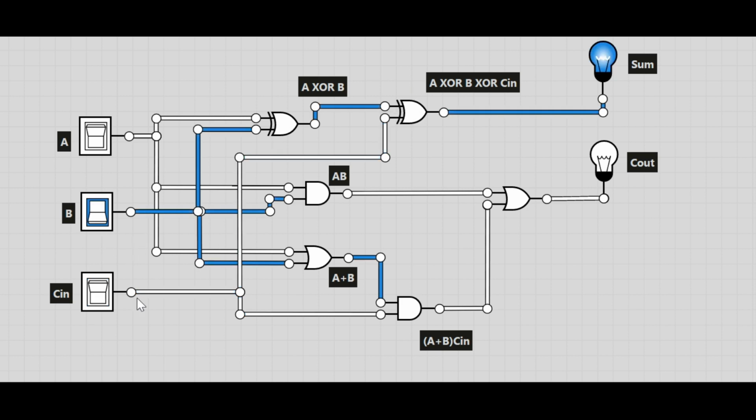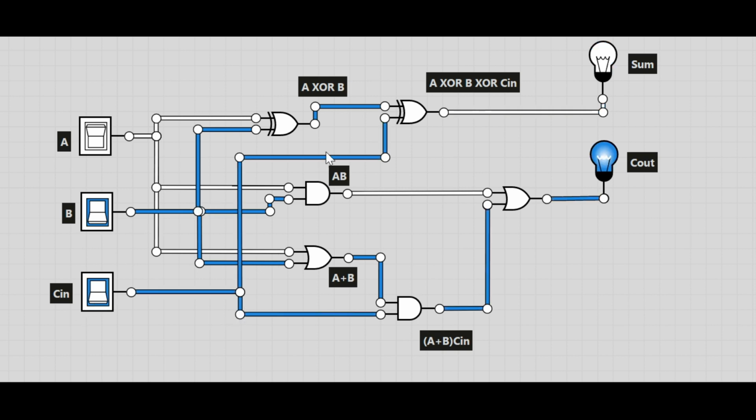So the output sum is 1 as per the XOR truth table. Now we will see 0 1 0, same condition. In the bottom case, the AND gate has one input 1, one input 0, so the output is 0. Here also in the AND gate, one input is 0, one input is 1, so the output is 0. So Cout is 0. Here one XOR gate input is 1, the other is 0, therefore the output is high. For the second XOR gate also, one input is high, the next input is 0. So for an XOR gate, if inputs are different, the output is high. So sum is high.